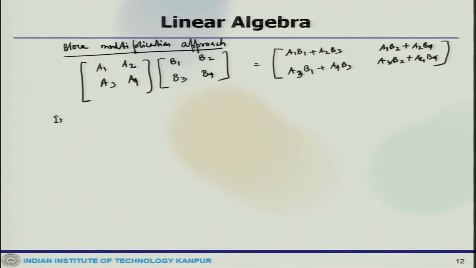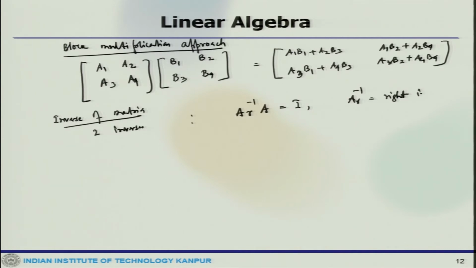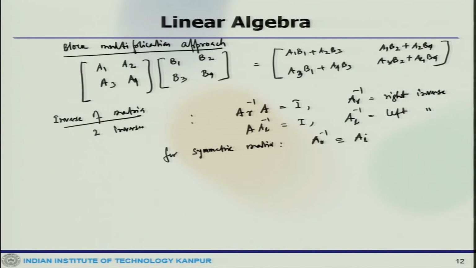Now, if you talk about the inverse of a matrix, in general there are two inverses. One is the right inverse, where A A_R inverse is identity, where A_R inverse is the right inverse, or you can have the left inverse, where A_L inverse A is identity, where A_L inverse is the left inverse. Now, one can note here, for a symmetric matrix both the inverses are the same. So, for a symmetric matrix, A_R inverse is the same as A_L inverse.